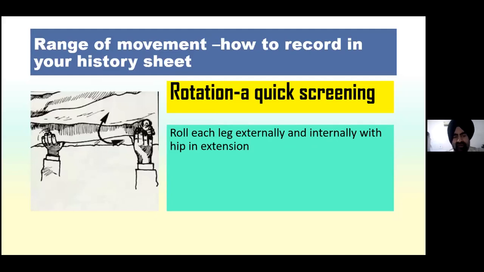This is a quick screening method. Roll each leg externally and internally with the hip in extension. This is a quick way to test the rotation movement of the hip.